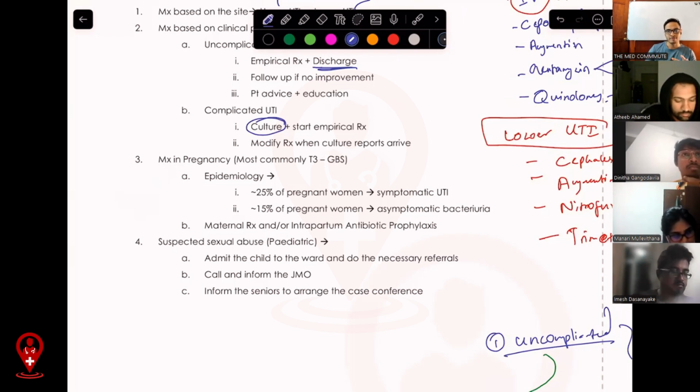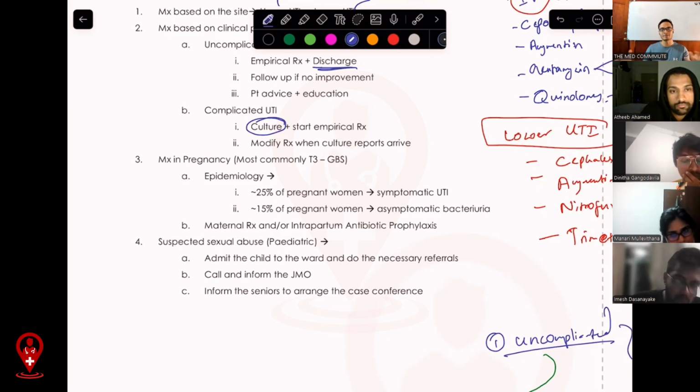Look at this. What did we say is most common in the 3rd trimester, guys? The most common species is group B strep, right? Everyone is now familiar with that. Here, what do I want you all to know? If you look at the epidemiology, I put it here. You can just read: 25% of pregnant women will get symptomatic UTI, and 15% of pregnant women will get asymptomatic bacteriuria or asymptomatic UTI.